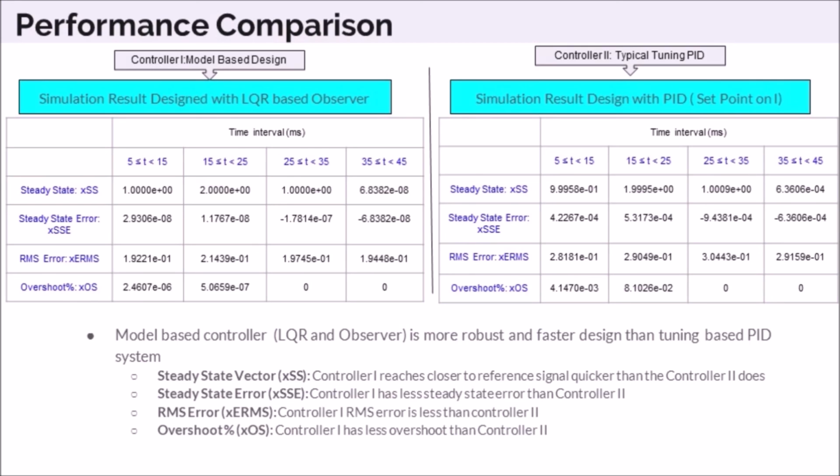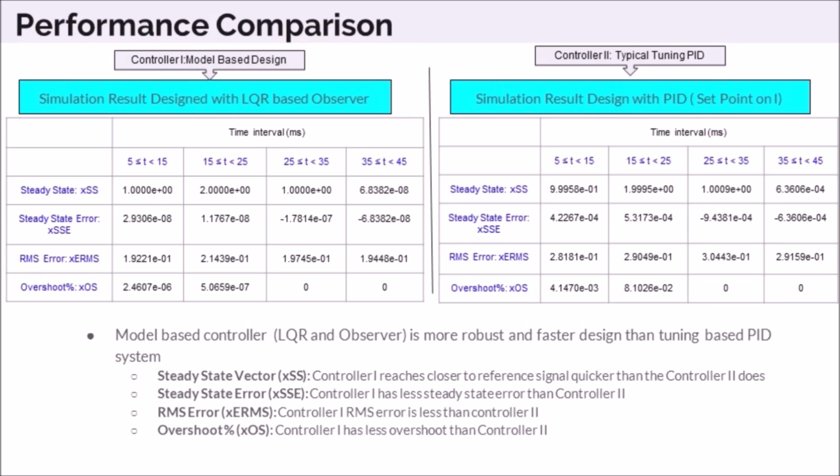For time interval 5 to 15 millisecond, the reference signal steady state value is 1 and the controller output is also 1. For time interval 15 to 25 millisecond, the reference signal steady state value is 2 and the controller 1 output is also exactly 2. For time interval 25 to 35 millisecond, again the output is 1, which is the same as the input.